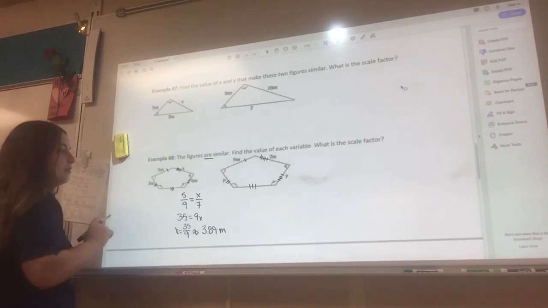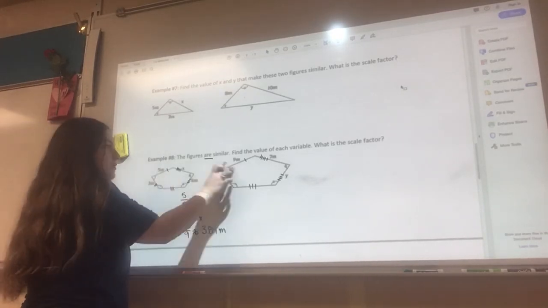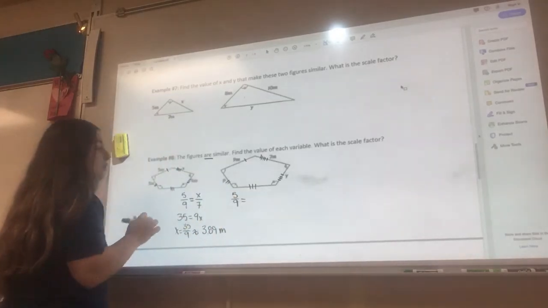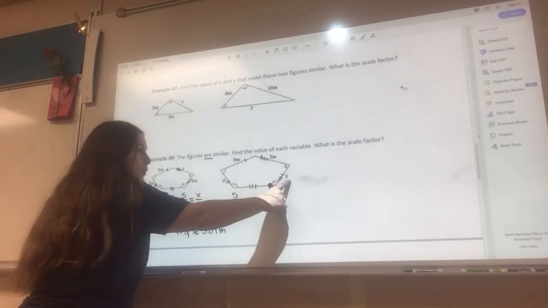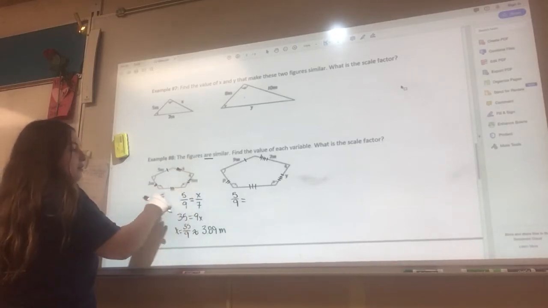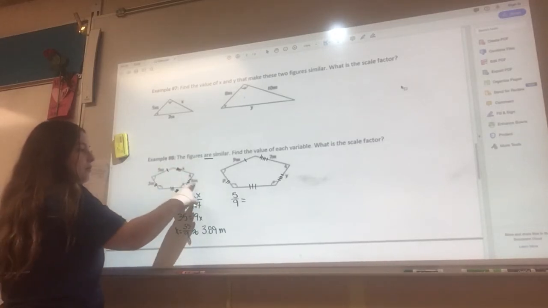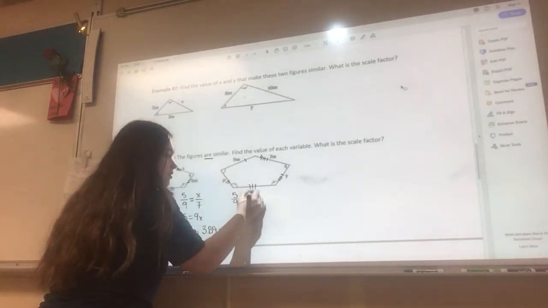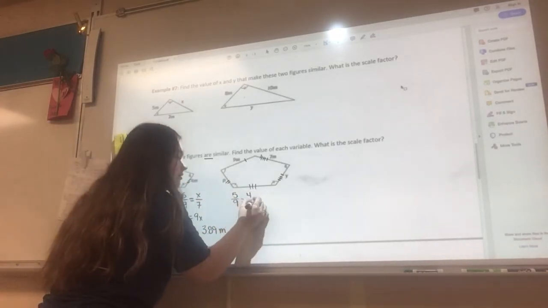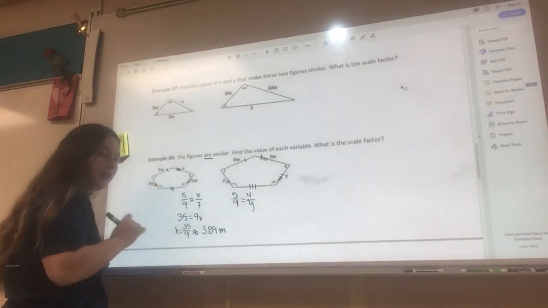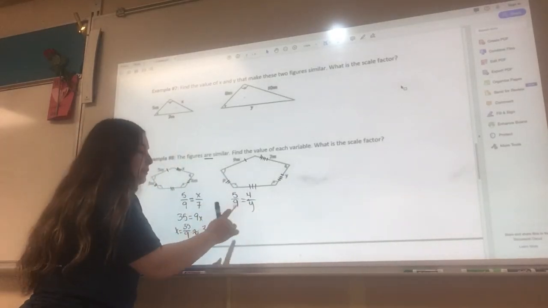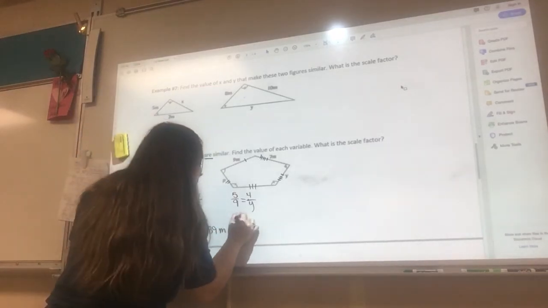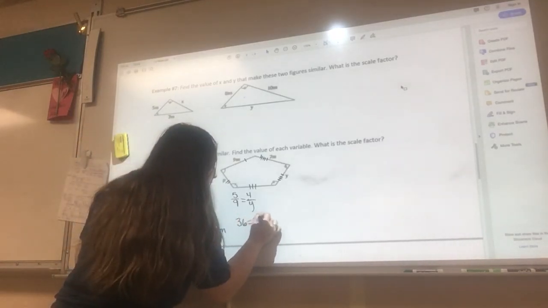Set up your next one. It should still have 5/9 because it was given to you. So we have 5 over 9 equal, you can either do p or y. I'm going to just start going clockwise. So I'm going to go with 4 and y. 4 is on the same side as 5, so it should be here. And it has to represent with y. We are going to cross multiply. So 9 times 4 is 36, equal to 9y.